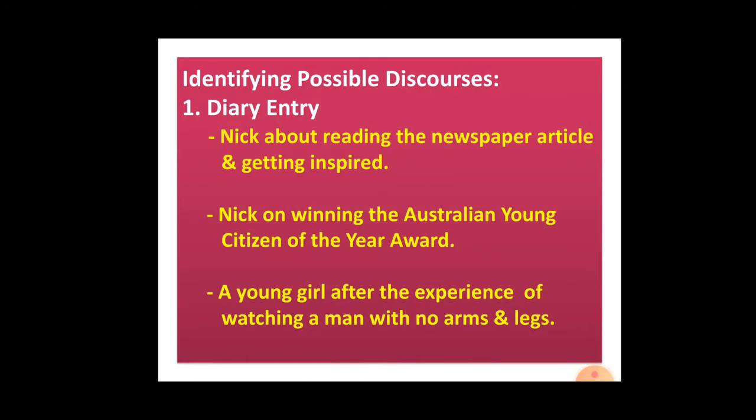Number 2 is Nick writing a diary entry on winning the Australian Young Citizen of the Year award. Number 3, a young girl writing a diary entry after the experience of watching a man with no arms and legs doing 360-degree spins in a car seat. The same situation, that is the incident at the traffic lights, may be used to ask Nick to write a diary entry about freaking a young girl out.